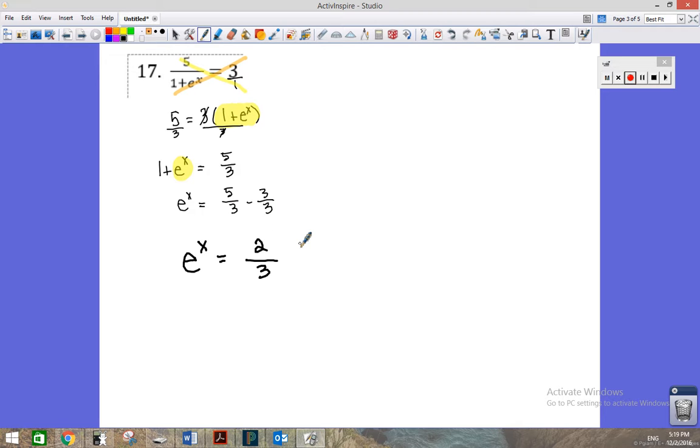So I've gone as far as I can with trying to get this term that has my variable by itself. I need to use my properties of logarithms now, especially the power rule. Since this base is e, I'm going to take log base e of each side. Well, log base e is a natural logarithm.